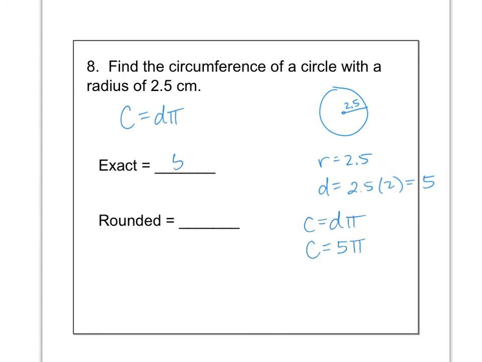So our exact answer is 5 pi, and I guess since this one has a label, we should put centimeters. And now if I want the rounded answer, I'm going to have to grab my calculator and type in 5 pi equals, and when I did that, I got 15.7 centimeters.